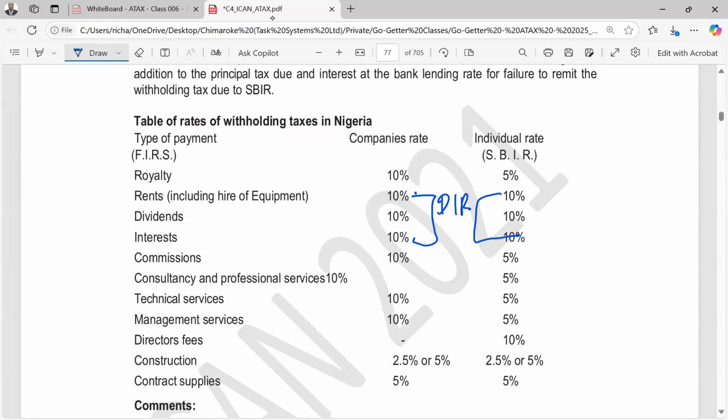And these are what we call investment income.